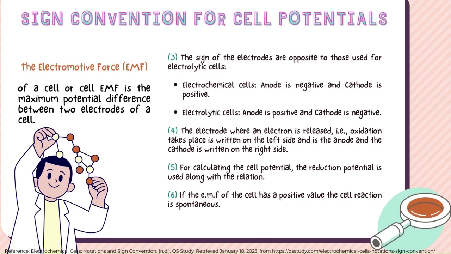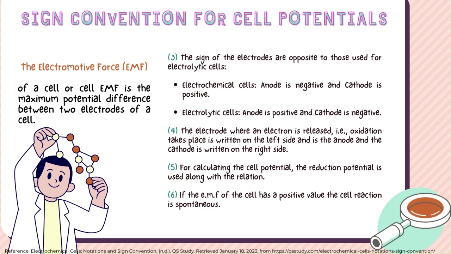Next, before the third one, we have EMF, which is the electromotive force of a cell. Cell EMF is the maximum potential difference between the two electrodes of a cell. For the third one, the signs of the electrodes are opposite to those used for electrolytic cells. In electrochemical cells, the anode is negative and the cathode is positive, while in electrolytic cells, the anode is positive and the cathode is negative.